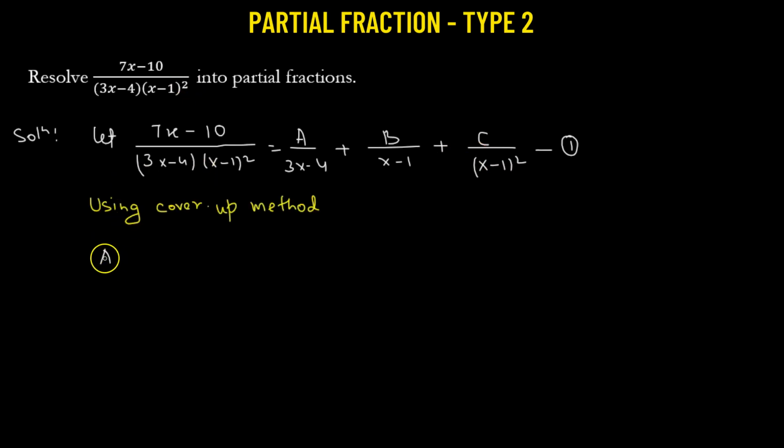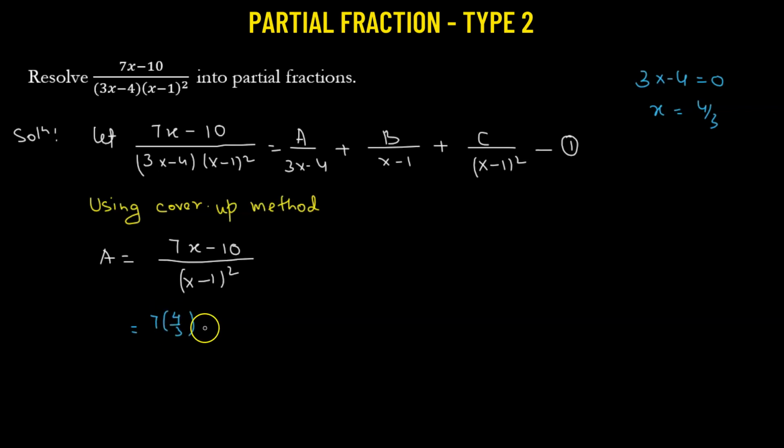Using the cover-up method, we can find the value of A. So A can be found by taking the original rational fraction and covering up (3x - 4). So we have (x - 1) whole squared in the denominator. Since we have covered up (3x - 4), we'll equate it to 0, and solving for x we get 4 over 3. We'll substitute this value in place of x, and that's going to help us find A. We have 7 multiplied by 4 over 3 minus 10, divided by 4 over 3 minus 1 whole squared.